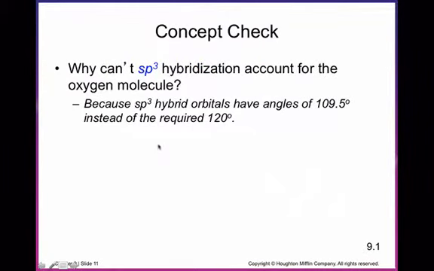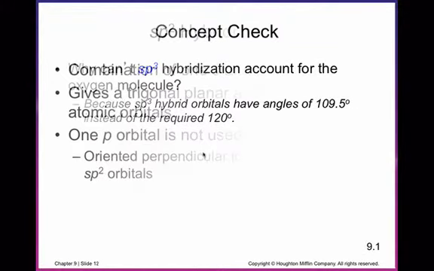And then it says, why can't sp3 hybridization account for the oxygen molecule? Well, the answer would be because we know that sp3 hybrid orbitals have this angle because they're arranged tetrahedrally. That would not suffice for the oxygen because it needs bond angles of 120 degrees. So we're going to have to look at a new hybridization of some orbitals in order to meet that 120 degree bond angle right there.